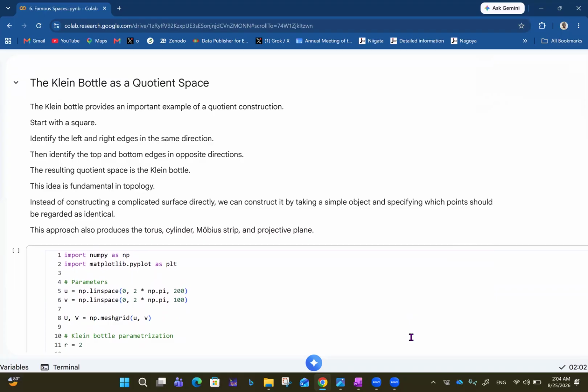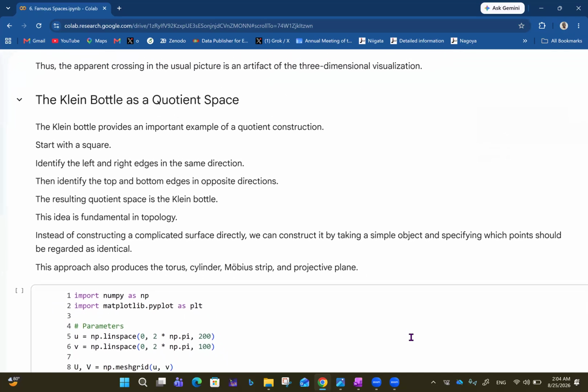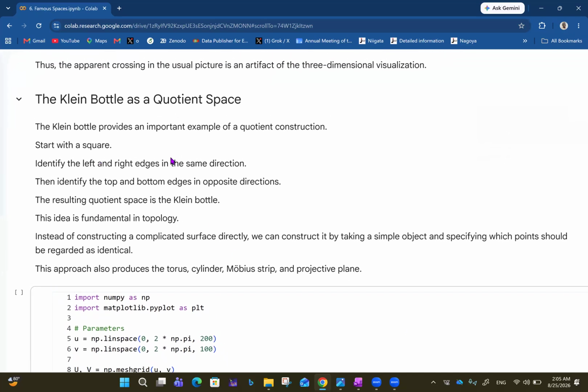So the Klein bottle has a quotient space now. The Klein bottle provides an important example of a quotient construction. If you start with a square, identify the left and right edges in the same direction, then identify the top and bottom edges in opposite directions, the resulting quotient space is the Klein bottle. So this idea is fundamental in topology.